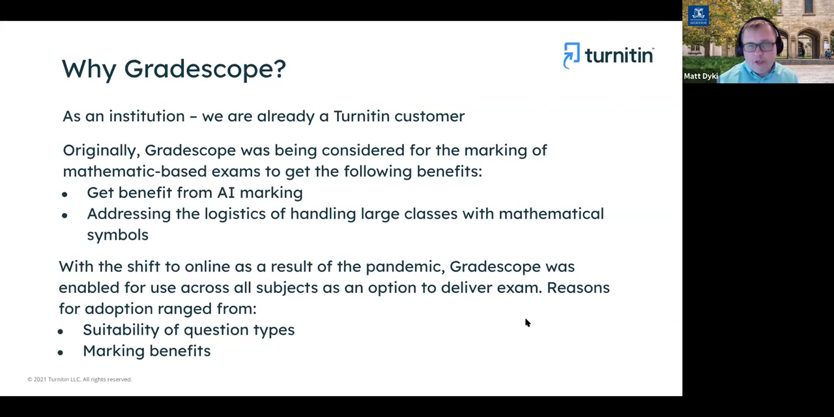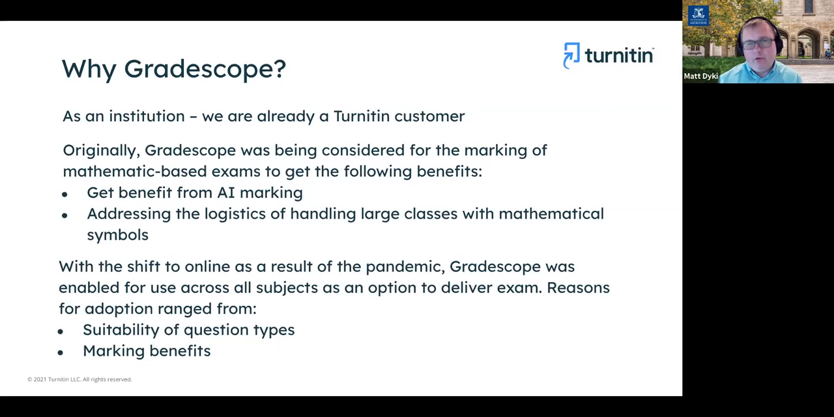So as an institution, I'm not necessarily a decision maker, but in preparing for this, I did have a couple of conversations with the decision makers. We were looking at Gradescope already. We were a Turnitin customer, been a Turnitin customer for quite some time. And even before COVID-19 and the pandemic, we were already looking at, could we use Gradescope to offer some marking benefits, particularly in our more mathematical-based exams. So Gradescope was already being examined.